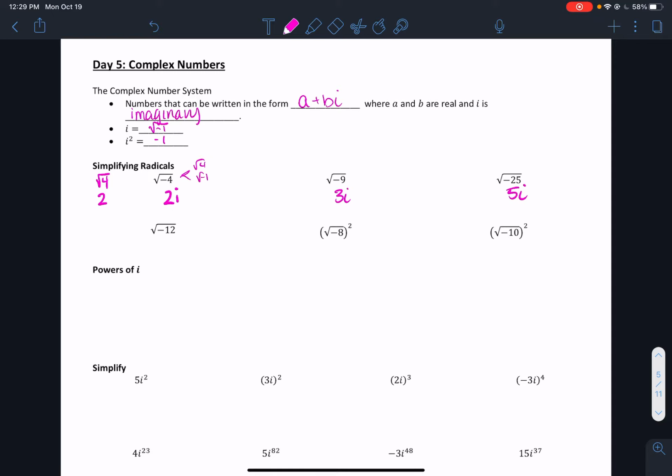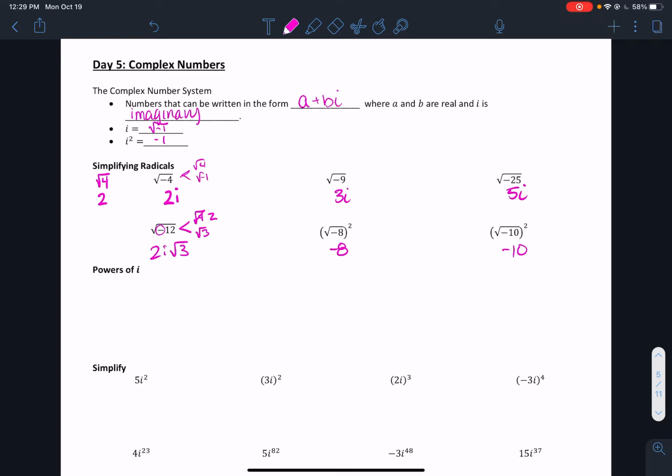But if it doesn't work out to a whole number, that's fine too, right? We can do this with the square root of 12: square root of 4 times square root of 3, square root of 4 is 2, so it's 2i root 3. The i is coming from the negative. And if I have the square root of a negative number and I square it, well, it's still that negative number, right?